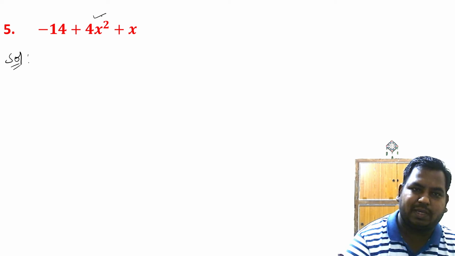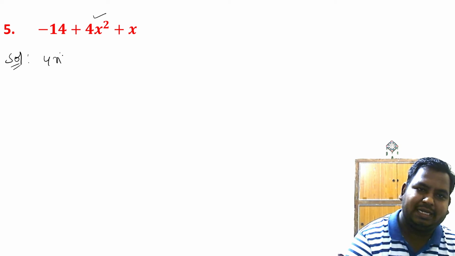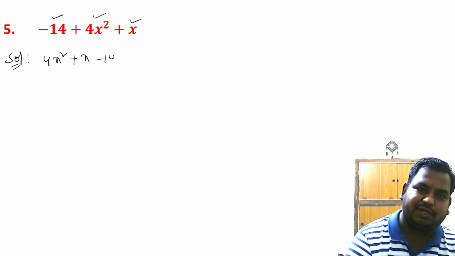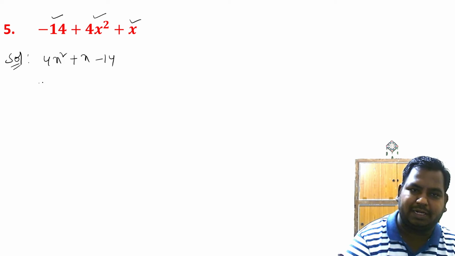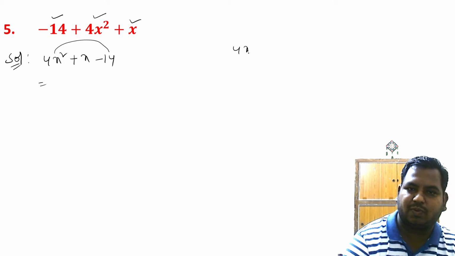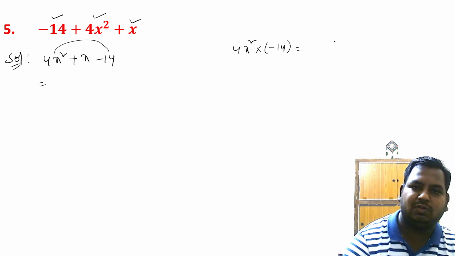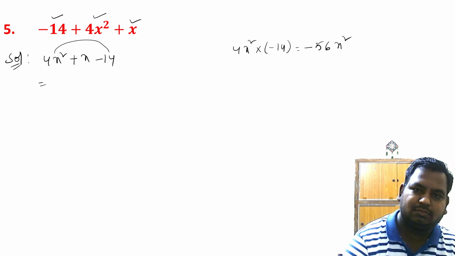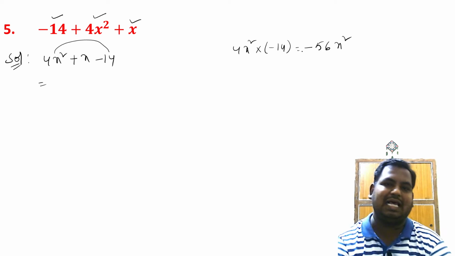First we'll have 4x square. We'll write 4x square. Next is plus x, we'll write plus x. Next is minus 14, we'll write minus 14. So arrangement completed. What is next step? We have to multiply first term and the last term. 4x square into minus 14 is equals to minus 56x square. We have multiplied first term and the last term.